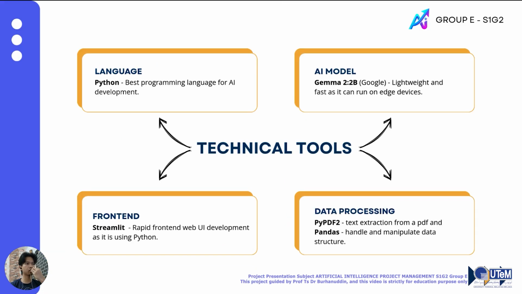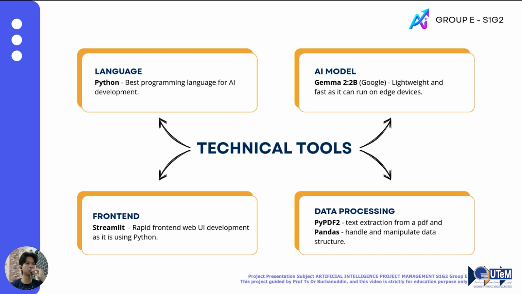Here is the list of technical tools and frameworks that we are using for the project development. The first one is the coding language, Python, because it is the best programming language for AI development as it is widely supported. The second one is the AI model that we use, called Gemma 2, a 2 billion parameter version. This is a model from Google.